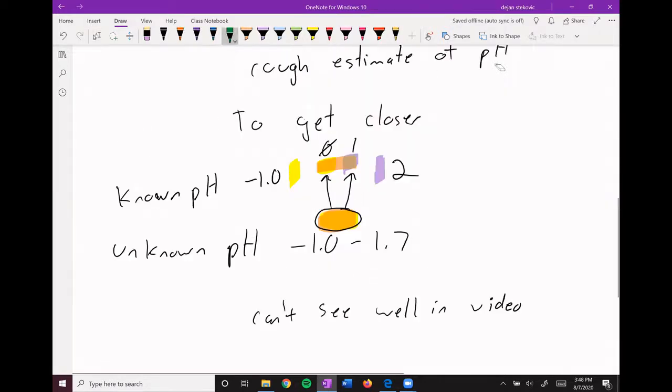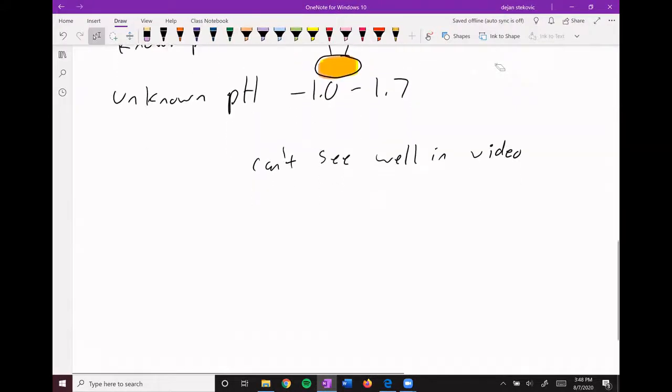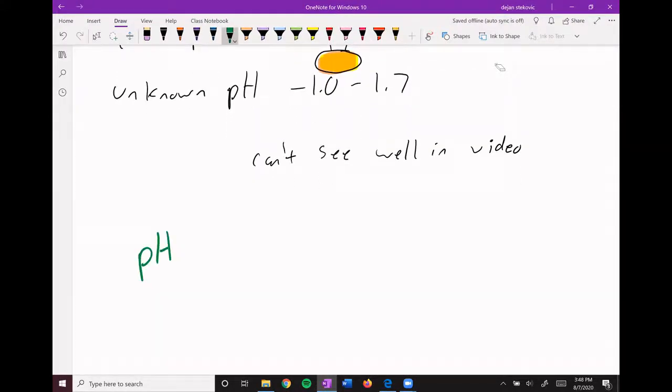And so that's the old school way to do it, using these indicators, that kind of stuff. Nowadays, we pretty much just use technology. So you can use a pH probe here. A pH probe is simply an instrument that reads pH.